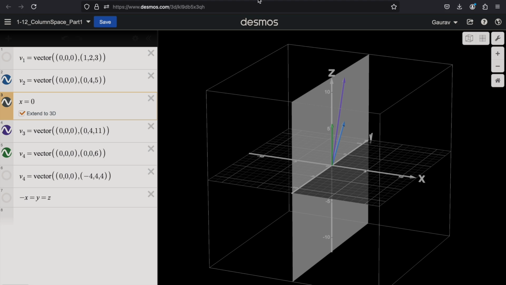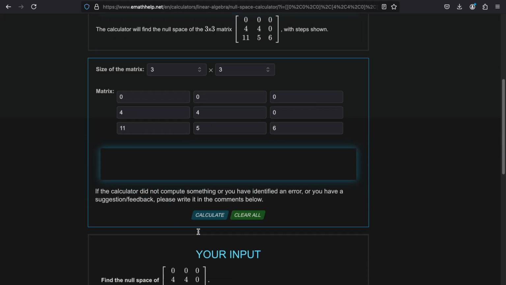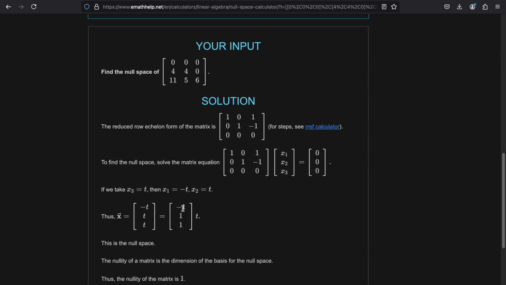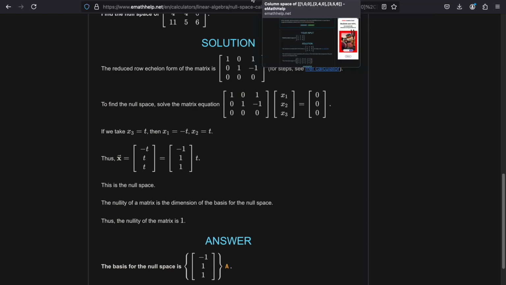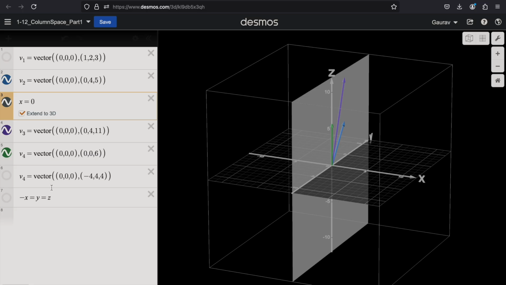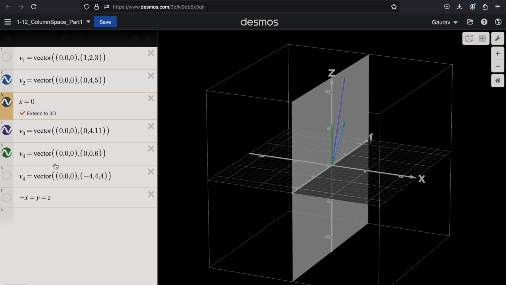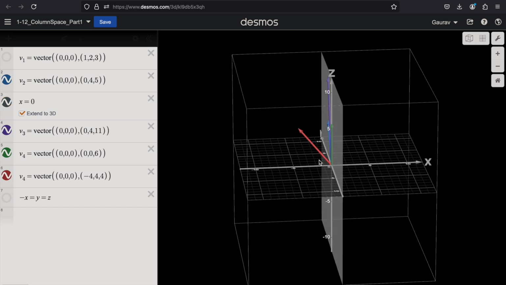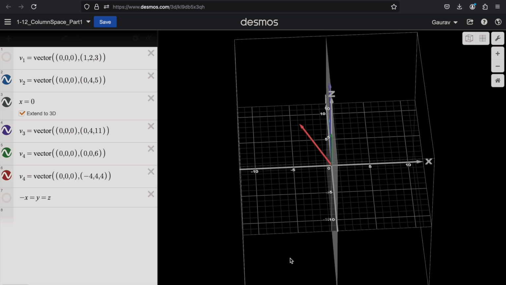So using the same tool, I calculated the null space for this matrix. In this case, the null space is nothing but [-1 1 1] times t, where t is any value. What I did is I plotted this vector [-4 4 4]. I just took t as 4 and I plotted this vector. So this is the vector, and this vector belongs to the null space of the matrix A.